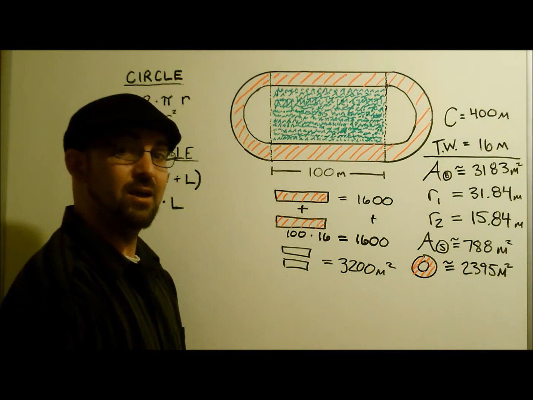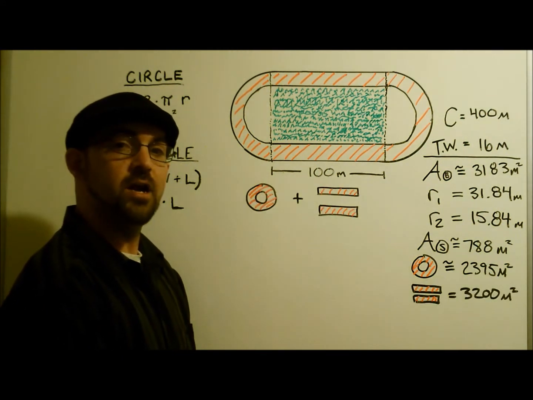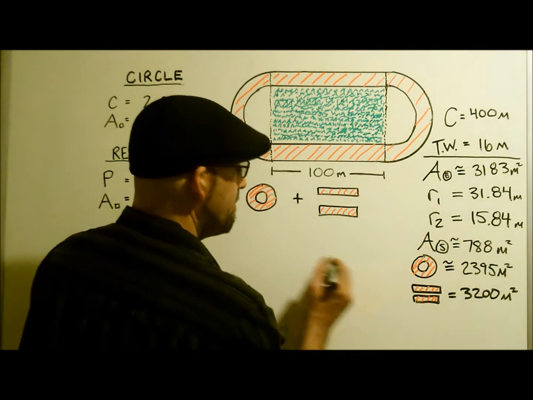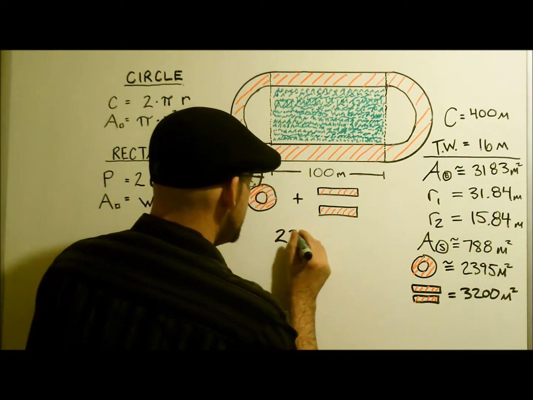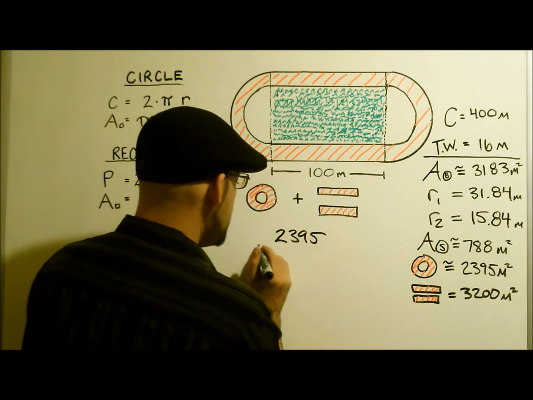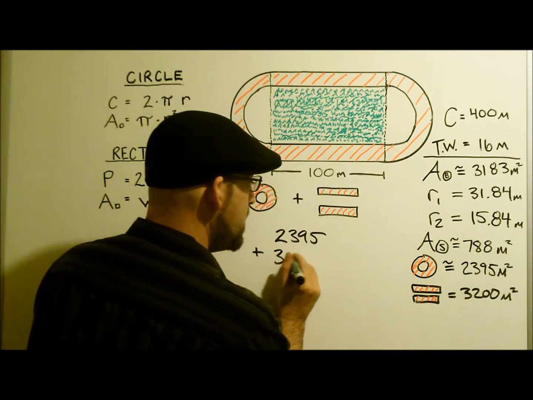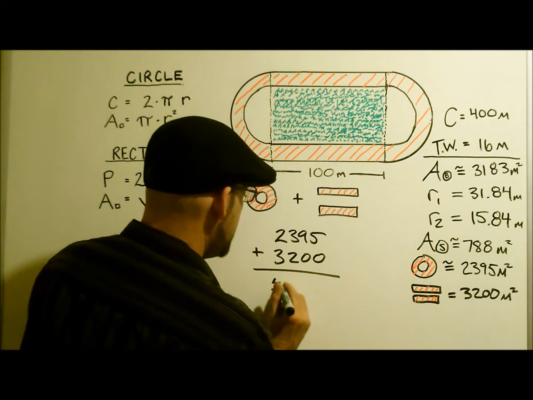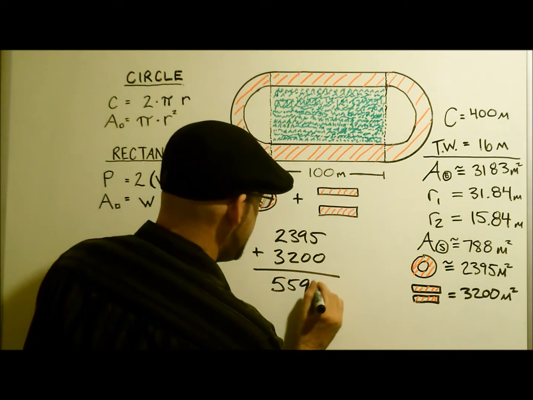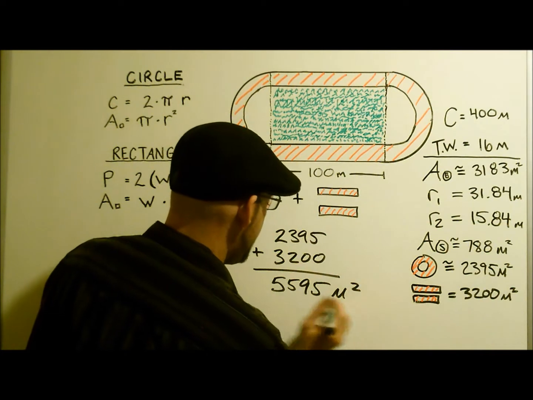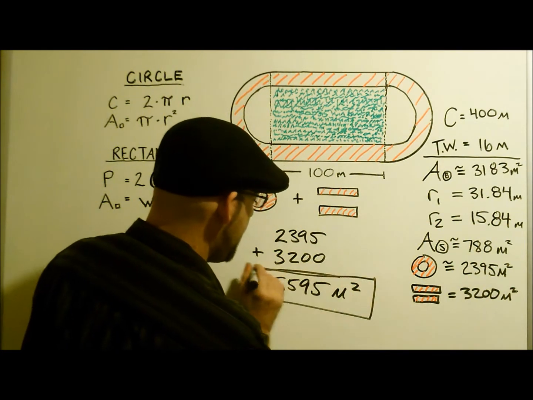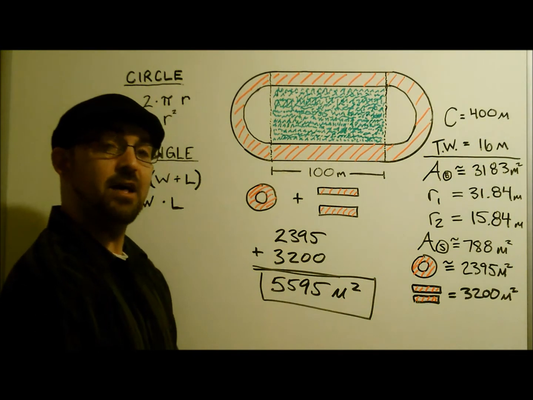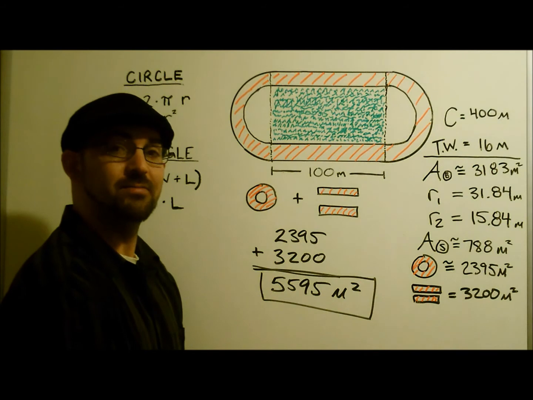We're not quite done yet. Now we have to add them together. Ready to find out the area of the entire track? Let's do it. We have 2,395 meters squared, and just add that to 3,200 meters squared. For the entire track, we end up with 5,595 meters squared.